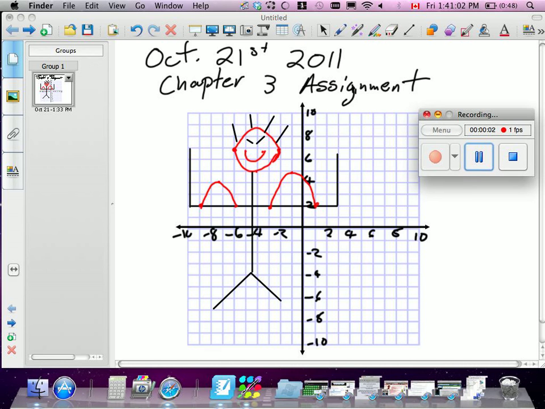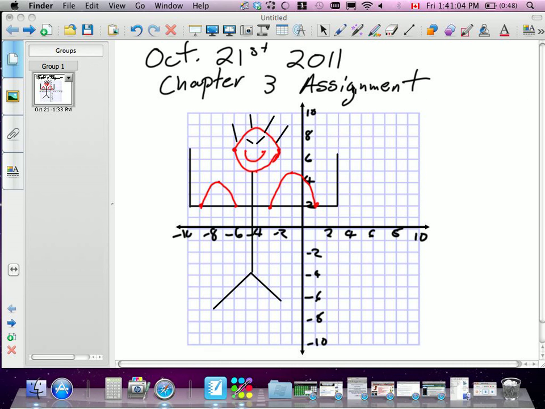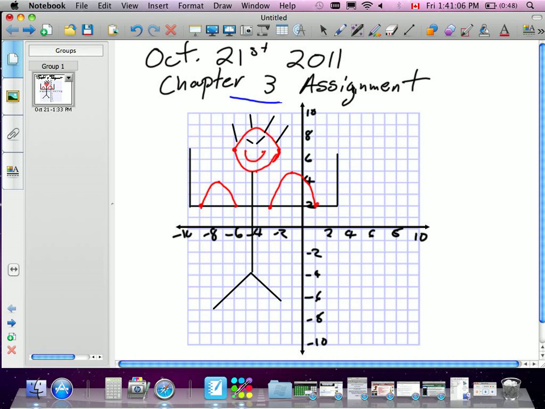Today's October 21st, 2011. This is your Chapter 3 assignment. Okay? So, I've drawn a portrait of Owen on the graph here.